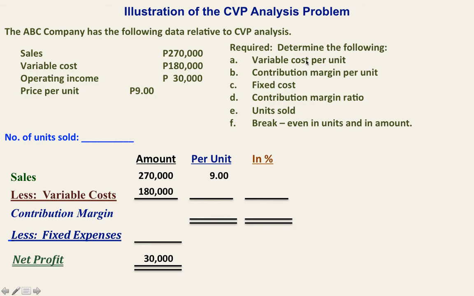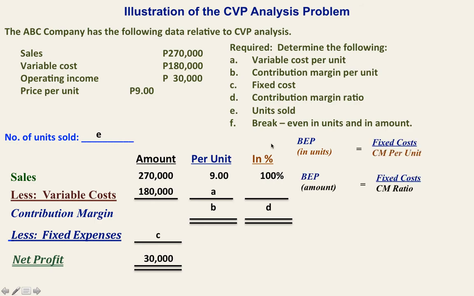So what are required? Variable cost per unit, this is A, and then contribution margin per unit, this is B, and C, fixed cost, and contribution margin ratio, units sold, and break-even in units and in amount. So we have to get our formula. So we have the two formulas.